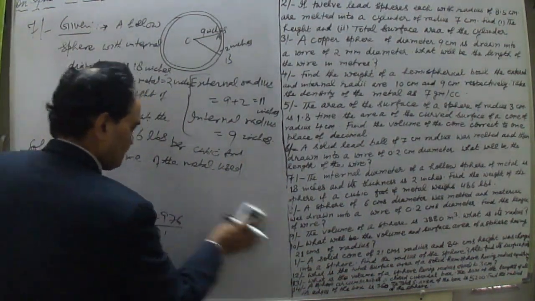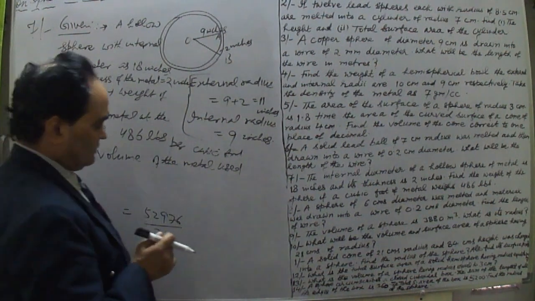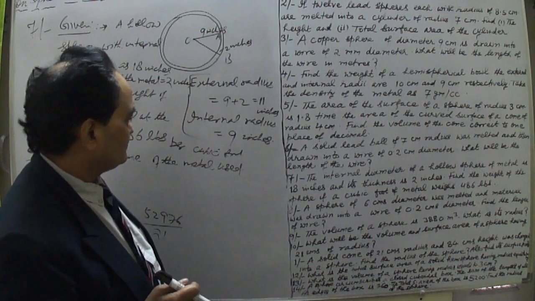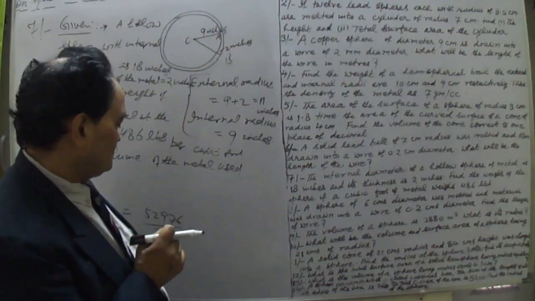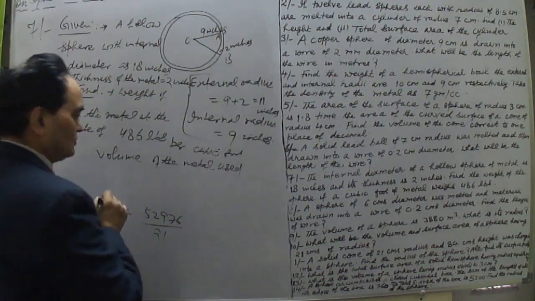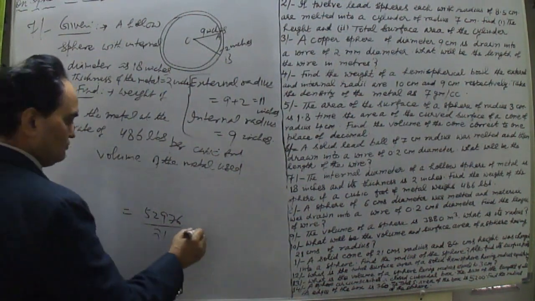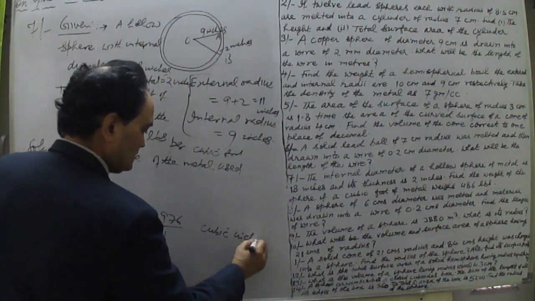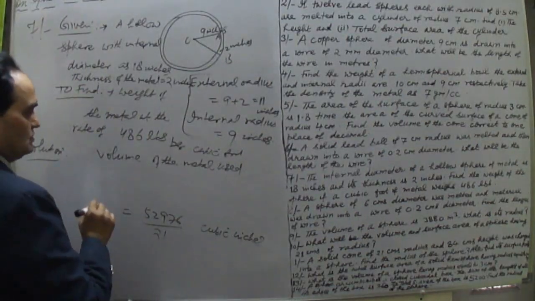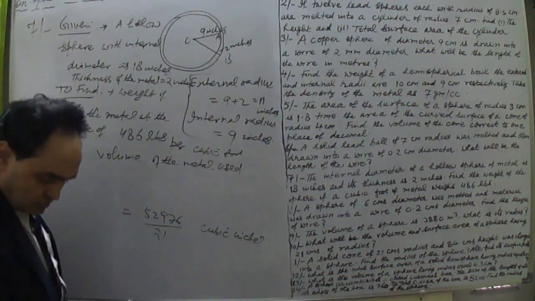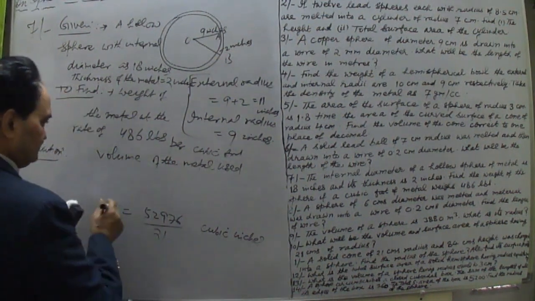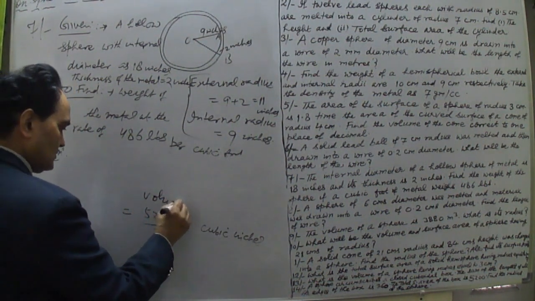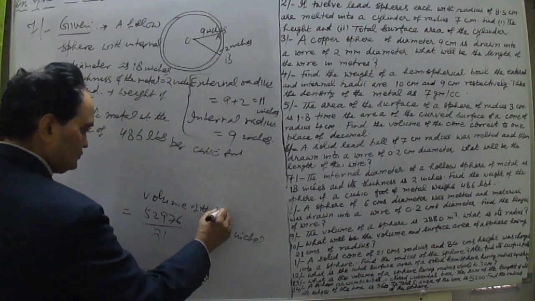Now let me divide it by 21. Still we have to find the rate of this. The rate of this is given. Now let me multiply this. So what is the total weight? Therefore this is the volume in cubic inches. Now let me find the weight here. Therefore, this is the volume of the metal used.